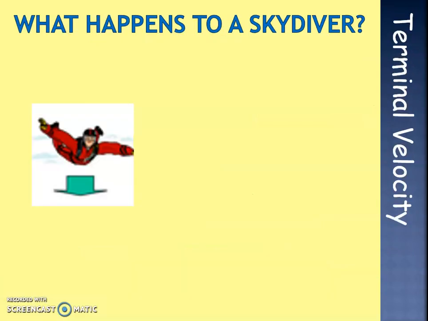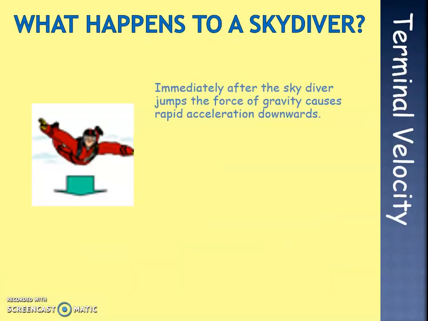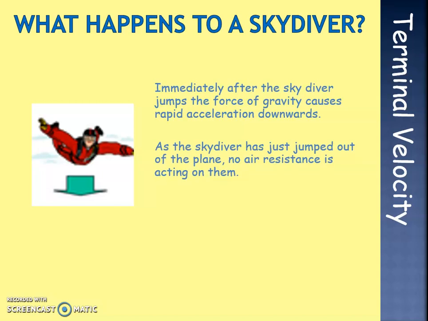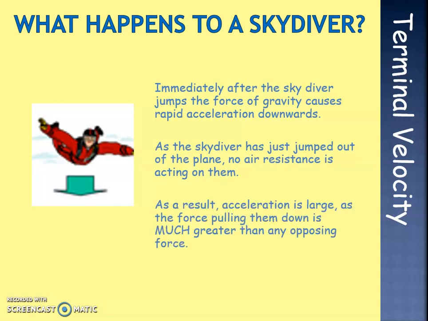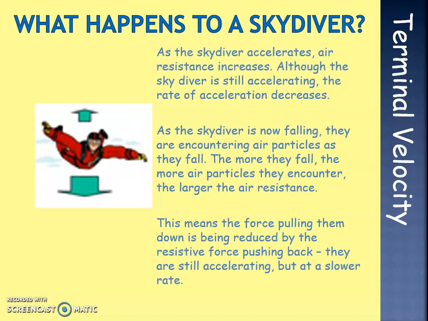So what happens to a skydiver after he jumps out? Immediately after the skydiver jumps out, the force of gravity causes a rapid acceleration downwards. The skydiver's just jumped out of the plane, so there's no air resistance acting on them. So as a result, acceleration's large. The force pulling them down is much greater than any opposing force, so they'll accelerate really quickly downwards.